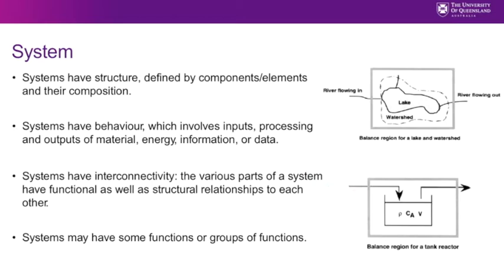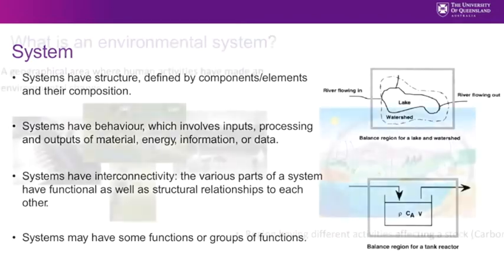So systems have interconnectivity. The various parts of a system have functional as well as structural relationships to each other. So there are some independent flows, but there are other flows that will be dependent on or have a relationship with the variable that we're tracking. And then we will understand this in more detail. Systems may have some functions or groups of functions, and we will see now what I'm talking about.